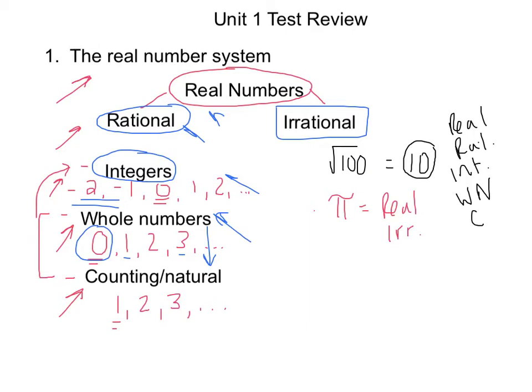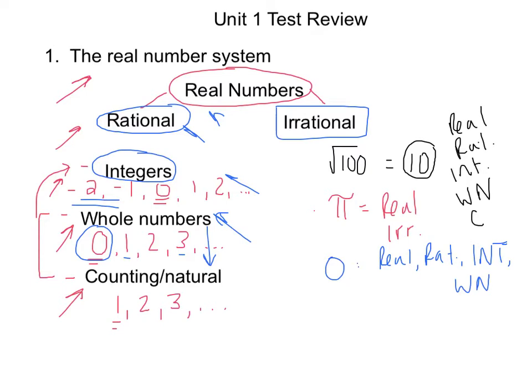The third example, let's classify the number 0. The number 0 is real, it's rational, it's an integer, and it is a whole number. Remember, it's not a counting number.